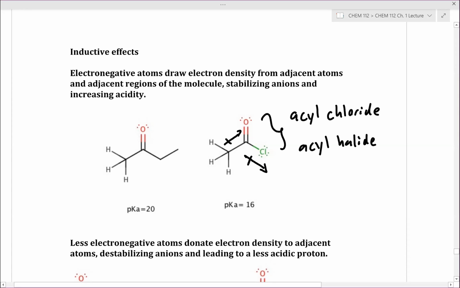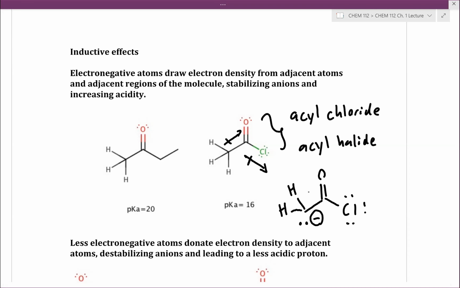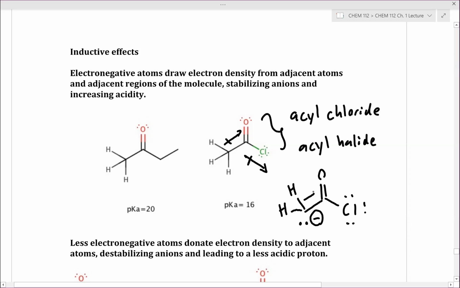which in turn pulls electron density away from the carbon attached to our alpha proton. So if we draw out our conjugate base, suppose we do manage to generate an alpha anion, will this anion be stabilized by this inductive withdrawing effect? Will this anion experience a stabilizing effect when it's adjacent to an inductive withdrawing group? Or when the inductive effect overall is more pronounced with chlorine compared to carbon? Is that anion more stable?